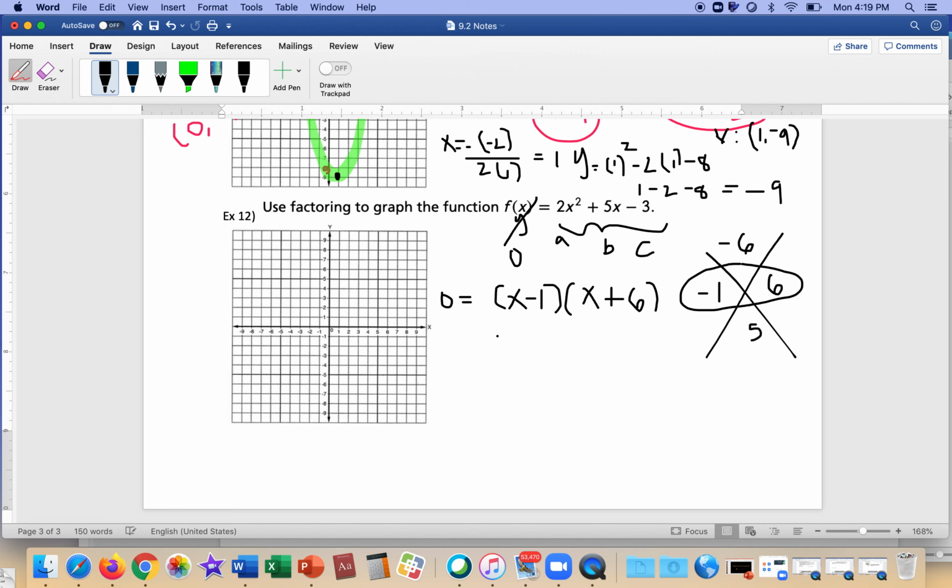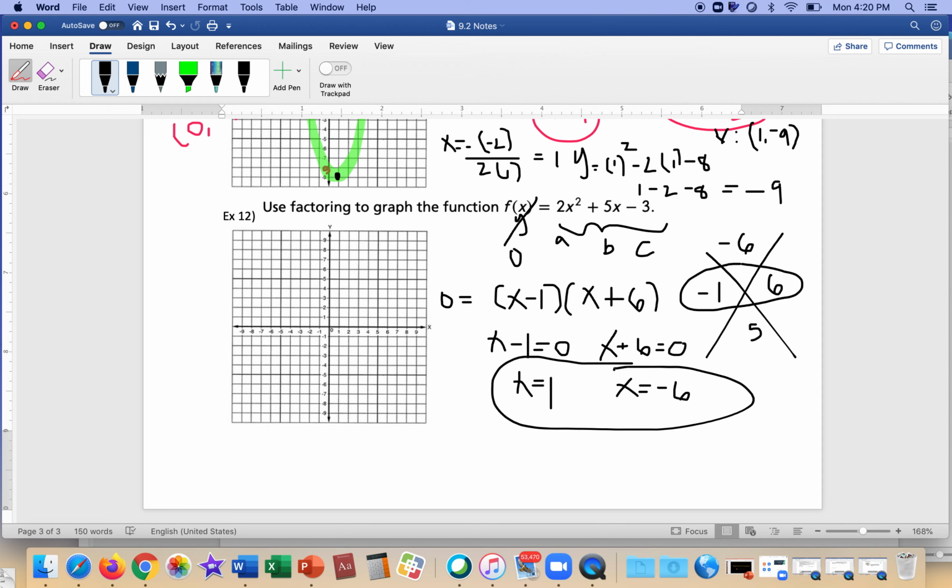And if we set each factor equal to 0 and solve, we would get x minus 1 equals 0, x plus 6 equals 0, and when we add 1, we get x is 1. That's going to be one of our x-intercepts, and x is -6. So those are going to be our x-intercepts. So we're going to have dots at 1 and at -6.